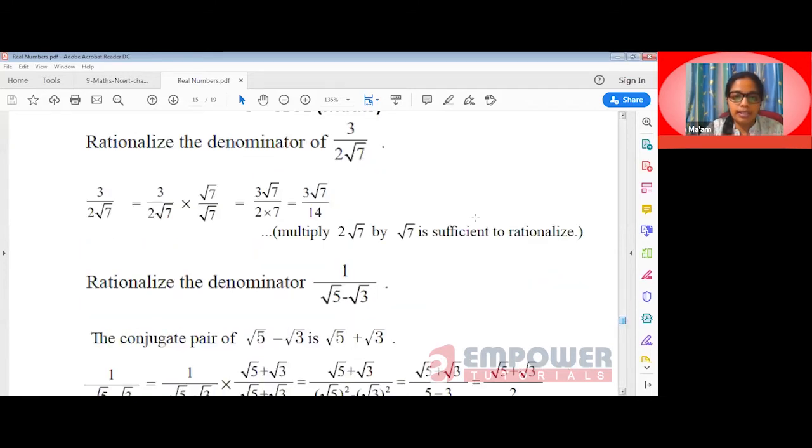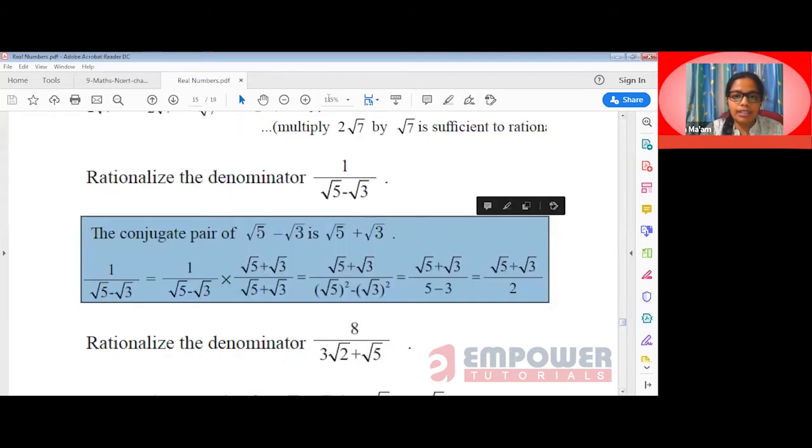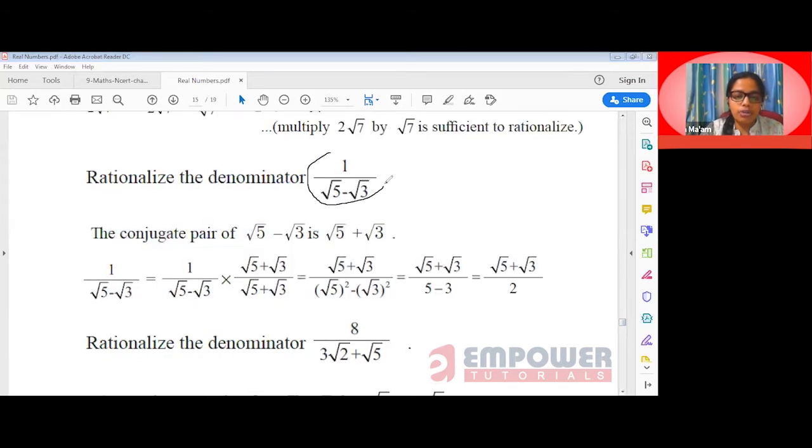So see, in this case, if you have a binomial, it means what? You have two numbers with some mathematical operation. So in this case, see, if you have only 1 upon root 5 and if you want to rationalize your denominator, what you are going to do is you are just going to multiply it by root 5 upon root 5, because we can cancel it and we can consider it as 1, right?